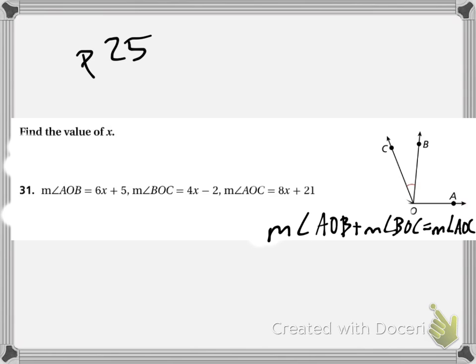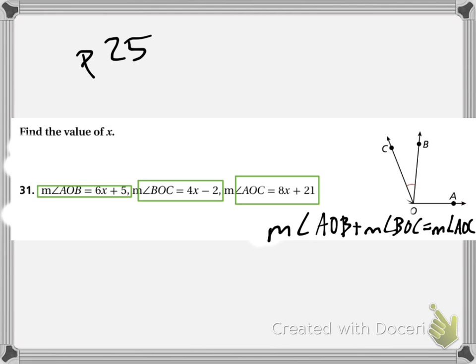Okay, and then you're just going to do substitution. You've got several things that you can sub in. For AOB, you can sub in 6x plus 5. For BOC, you've got 4x minus 2. And for the measure of angle AOC, you've got 8x plus 21. And then you'll have an equation that you can solve. And that would be it.